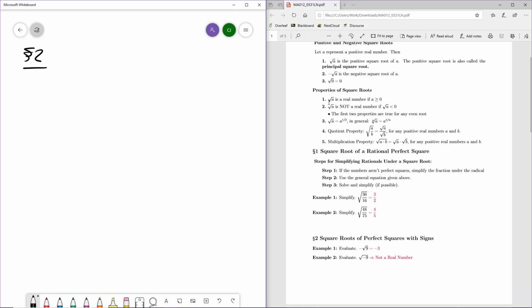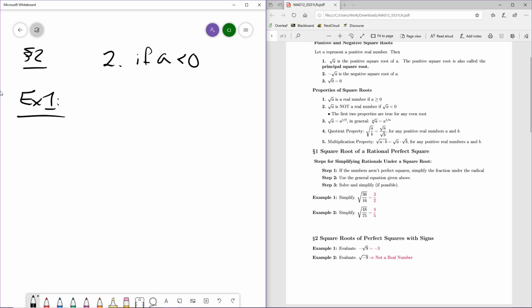the properties 1 and 2, the square root of a is a real number if a is greater than or equal to 0. So the number under the square root has to be a positive number. If it's not a positive number, there shouldn't be a square root sign over there. So for property 2, let me write it over here. The square root of a is not a real number if a, just a, no square root under the a, is less than 0. So if a is negative, then it's not a real number. Right. So now that we've talked about that, let's do example 1.